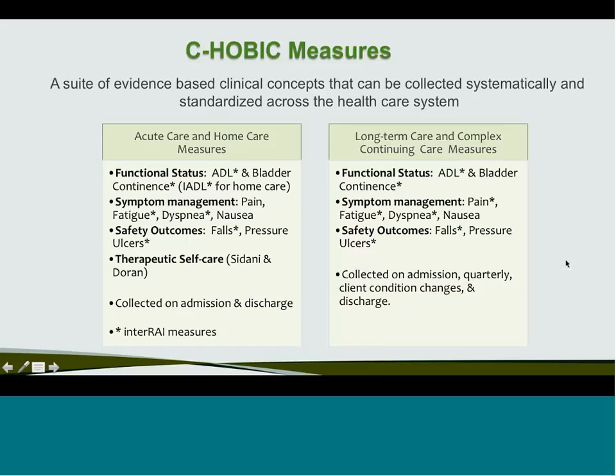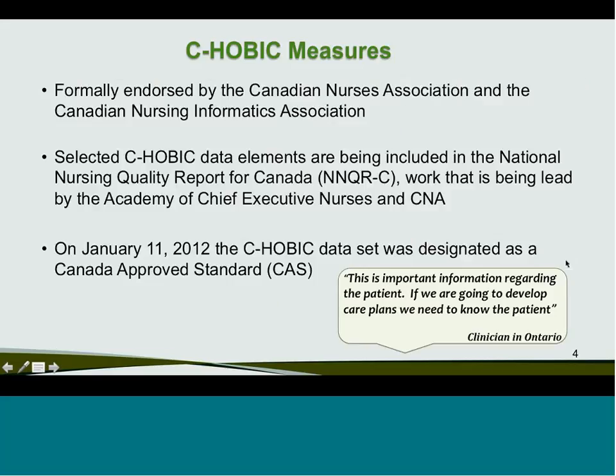We're on slide 4 now, and the C-HOBIC data set then, we have the measures that are the assessment measures and criteria. We have the documentation, and then we have the data set itself. The data set has been endorsed by the Canadian Nurses Association and the Canadian Nursing Informatics Association, of which all of you, I expect, are members.